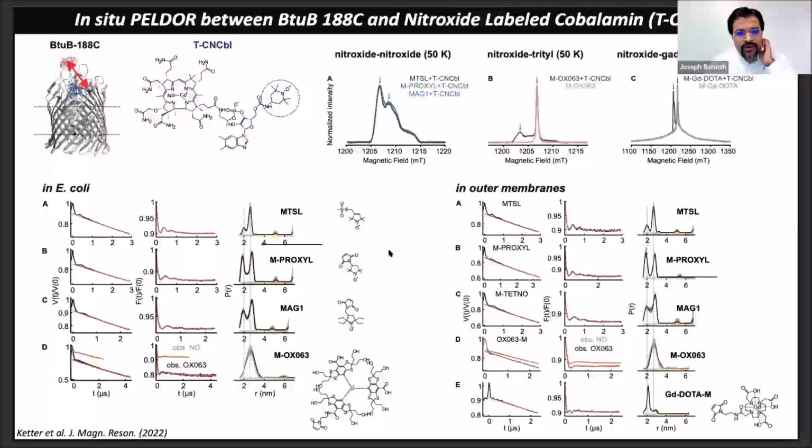So here we performed distance measurements between BtuB and a spin label substrate called tembosine, which has a nitroxide spin label attached to it. Essentially, we labeled position 188 using these different labels and performed the distance measurements either in cells or outer membrane. So essentially, this becomes nitroxide-nitroxide, nitroxide-trityl, or nitroxide-gadolinium distance measurements, depending on the nature of the label attached here. As you can see here, all these labels enabled measurements except gadolinium. I will come to that later.